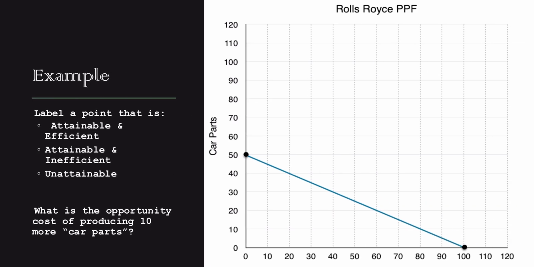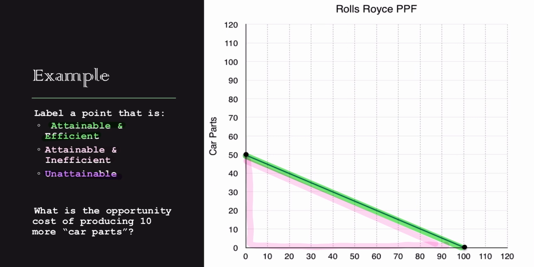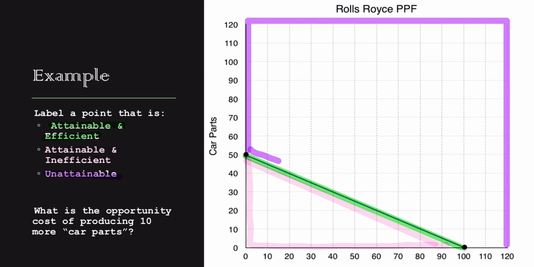We have one more, and it's the same idea. For the first one, it's attainable and efficient, which just means that it is on the line. Attainable and inefficient means that it is below the line, so the triangle below the line. And if it's unattainable, that means that it is above the line, and in order to get there, we have to have some form of economic growth.